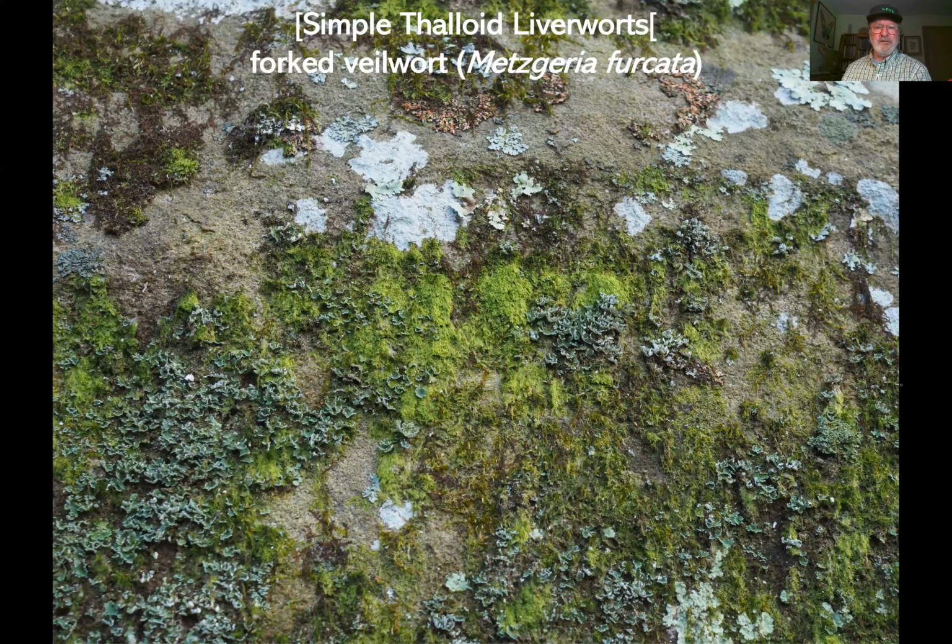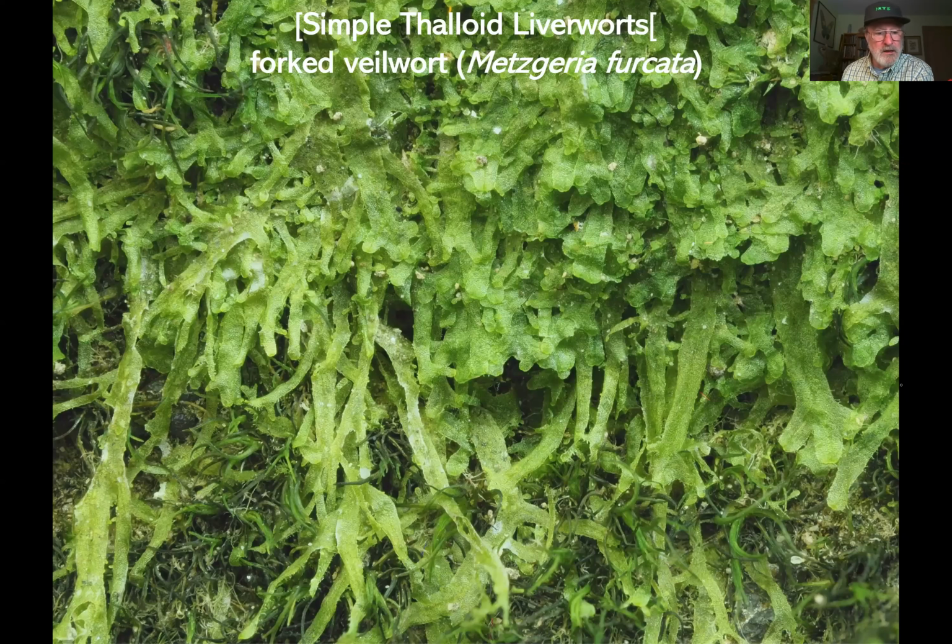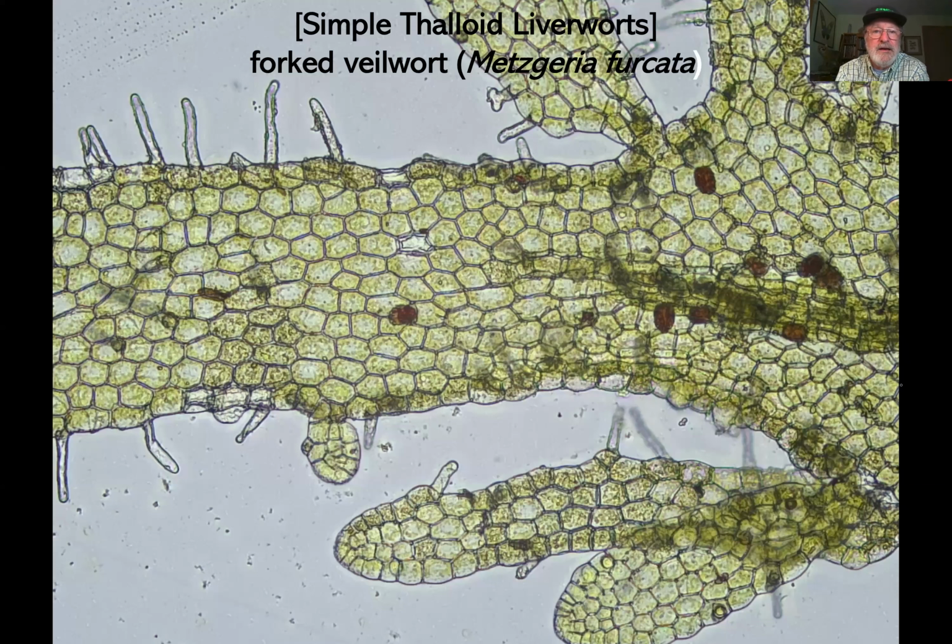So this picture is kind of hard to look at, but this is a vertical sandstone ledge in southern Ohio. And what's growing here is a liverwort called Metzgeria furcata. Metzgeria is very light colored, very thin, branched an awful lot, very strap shaped. Here's Metzgeria furcata, forked veilwort, through the microscope.